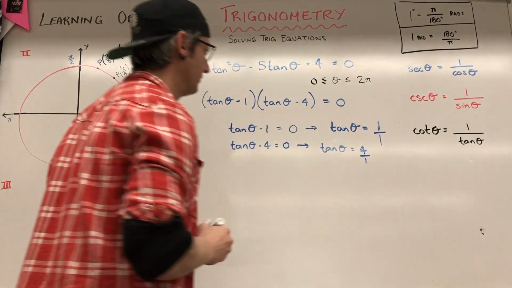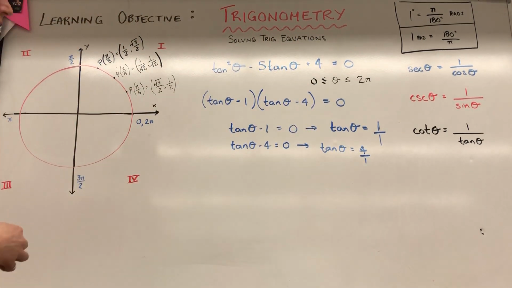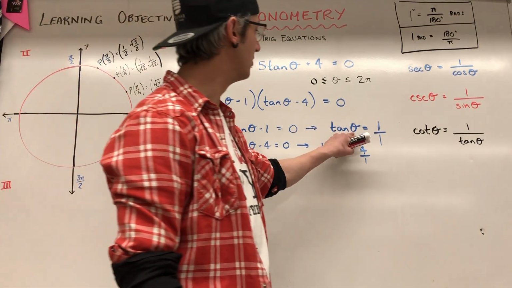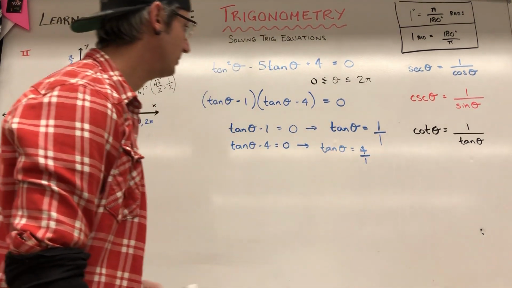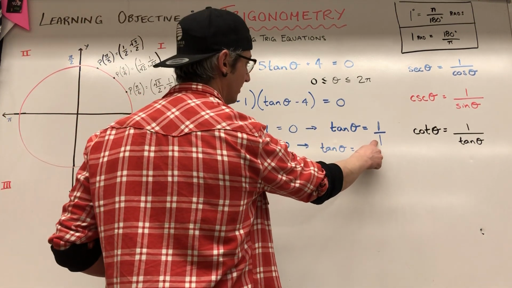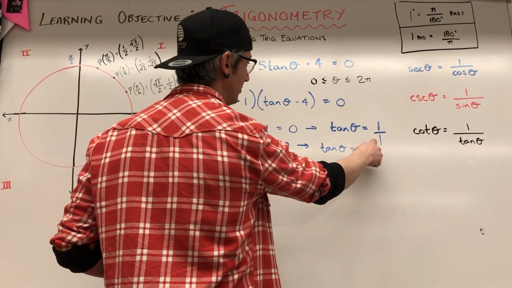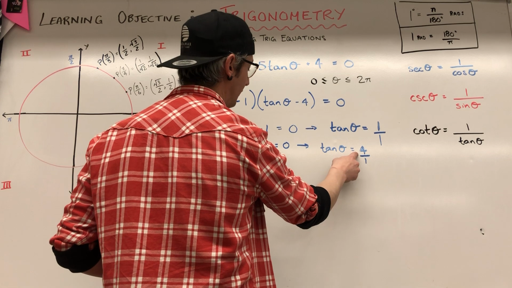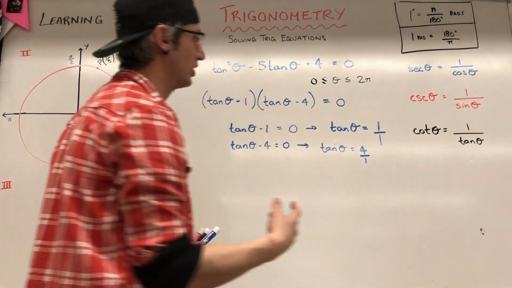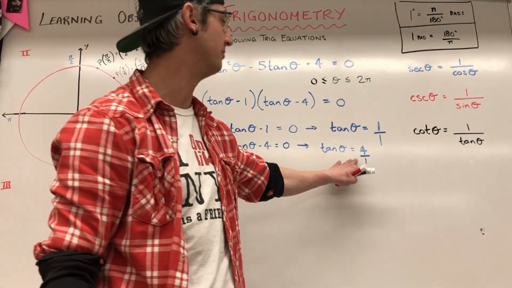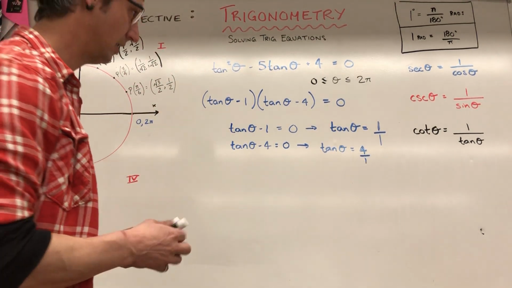over 1. Okay, so now I have to figure out what angles of theta will give me this answer and this answer. This answer, I can tell, is going to be on my unit circle. This one, a 4 is way too big to be on my unit circle, so I'll probably have to use my calculator to solve this one.